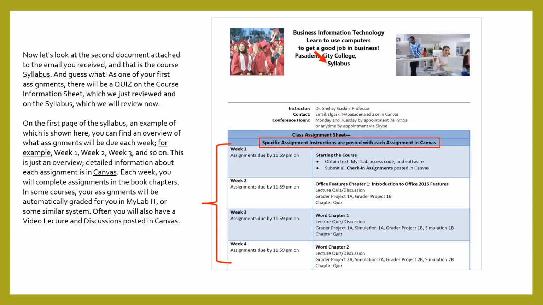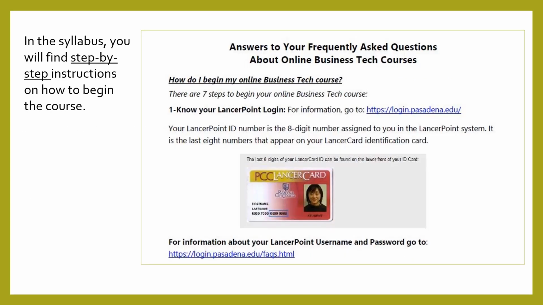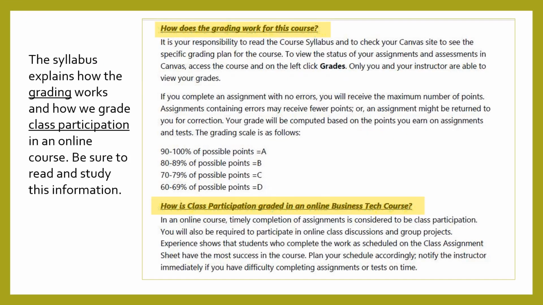Each week, you will complete assignments in the book chapters. In some courses, your assignments will be automatically graded for you in MyLab IT or some similar system. Often, you will also have a video lecture and discussions posted in Canvas. In the syllabus, you will find step-by-step instructions on how to begin the course. The syllabus explains how the grading works and how we grade class participation in an online course. Be sure to read and study this information.